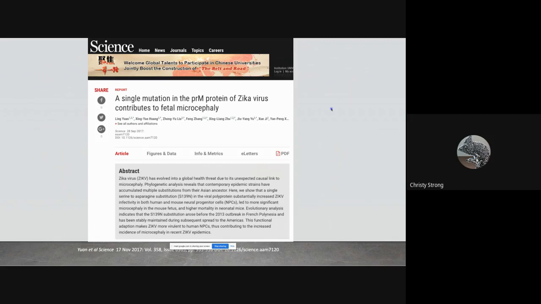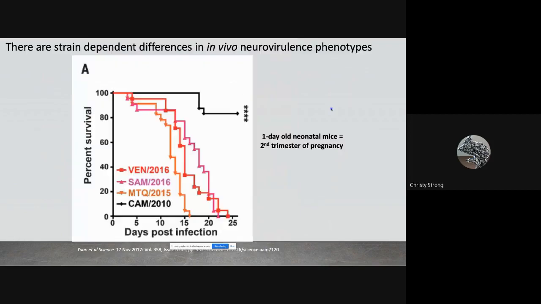And so with Yuan et al., what they found was they pulled some original virus, the Cambodia 2010 strain, and did a comparison with the newer strains using a neonatal mice system. And what they found is that with the Cambodian strain you would lose about 20% of the mice, but with the newer strains, it was just killing these mice. And they're like, so there's this neurovirulence difference between these different strains going on.